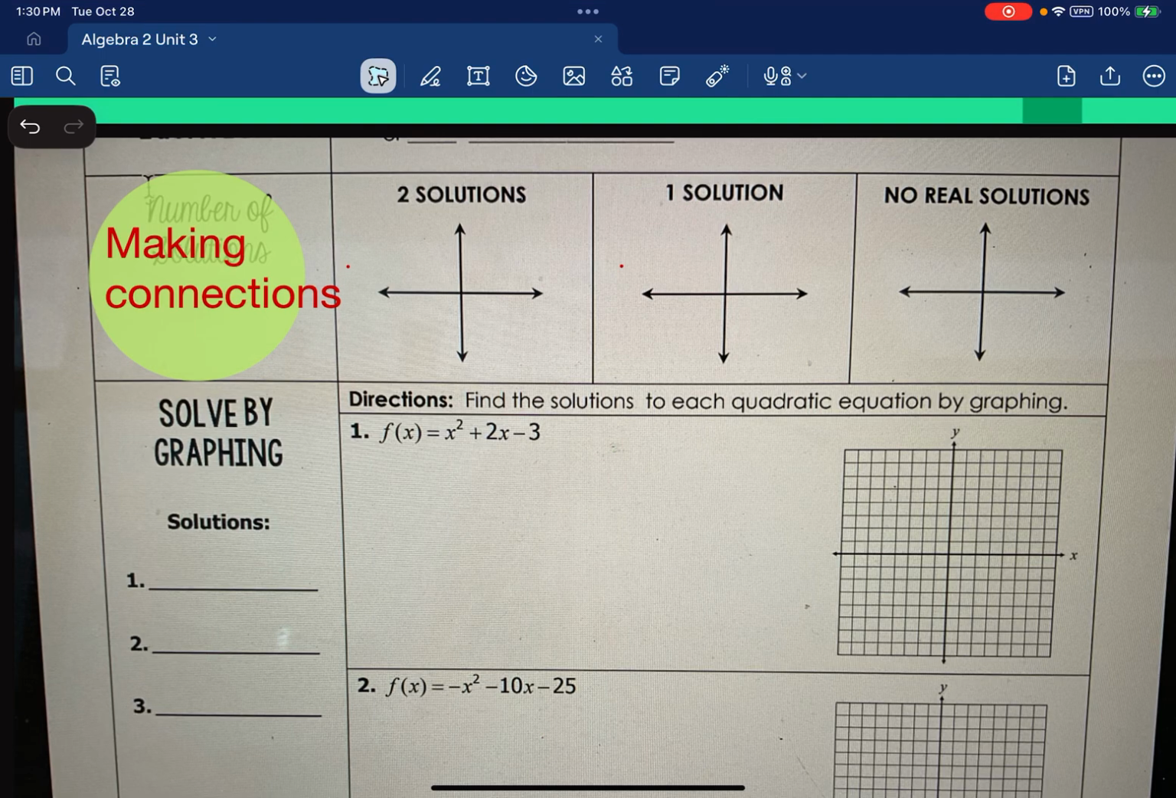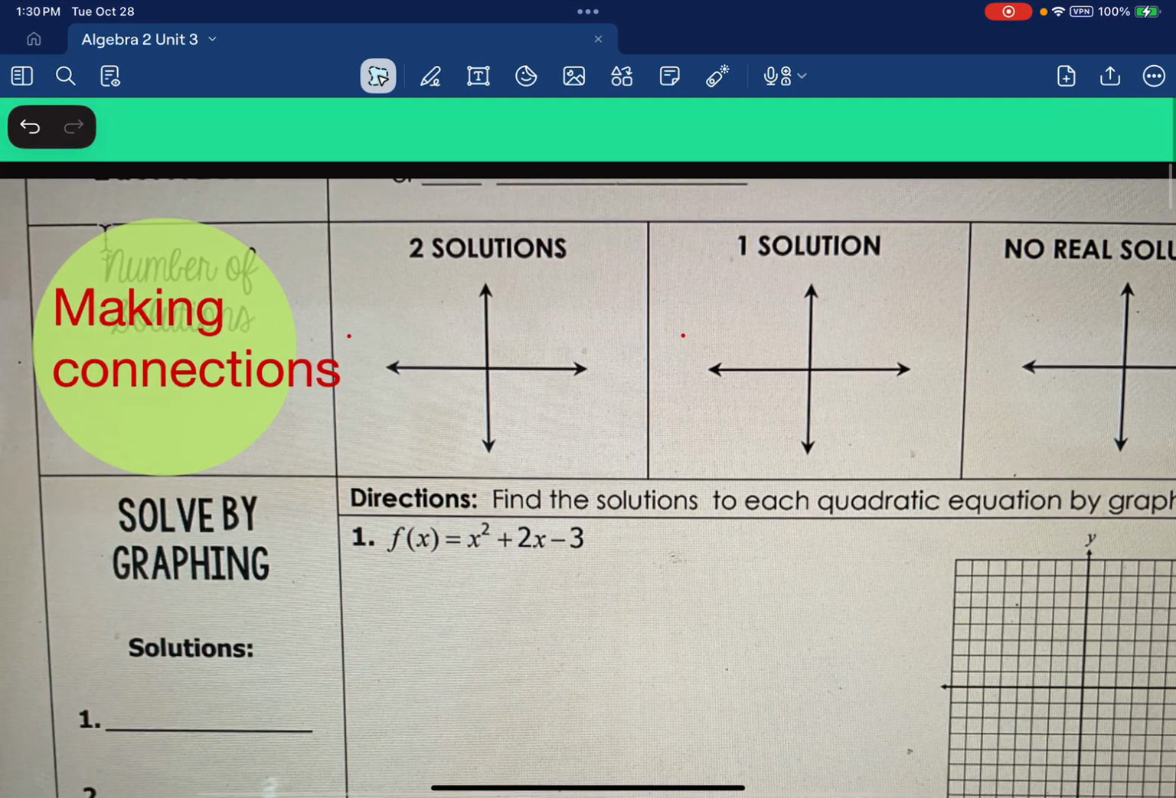Okay, welcome back. We have finished Unit 2, and we are now going to start Unit 3. Unit 2 was all about graphing quadratic equations. Unit 3 is about solving them without graphing. Now I'm going to make some connections. This page that's on the screen right now is not a part of your notes, but I want you to try to connect the previous unit to the upcoming unit.